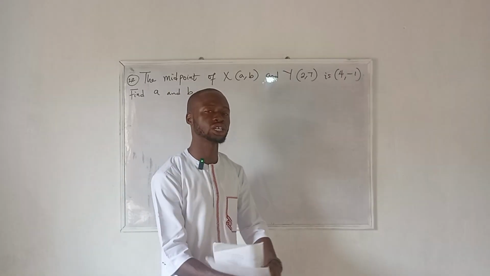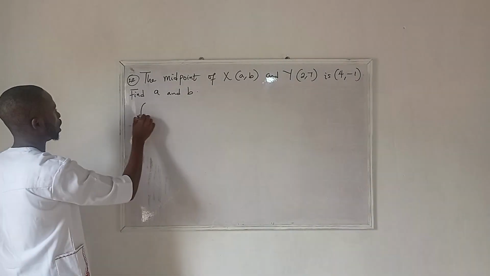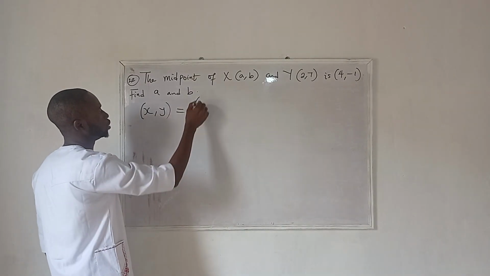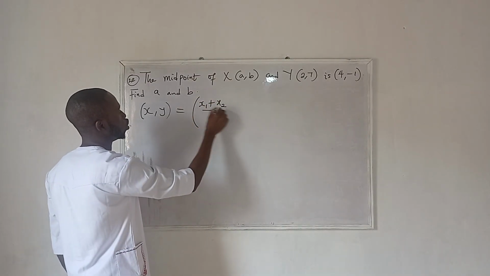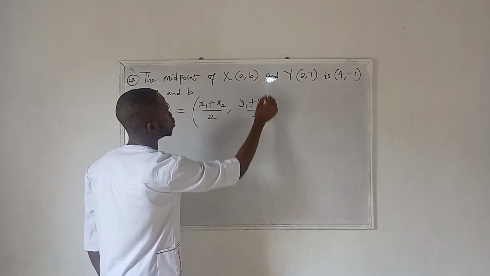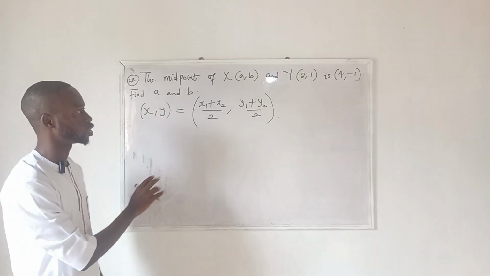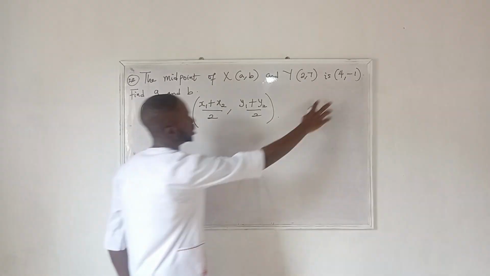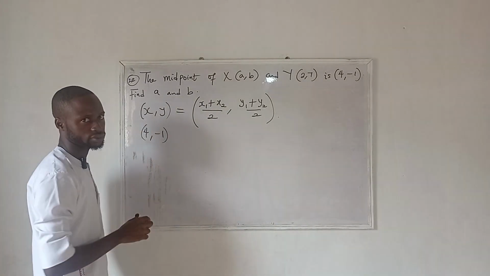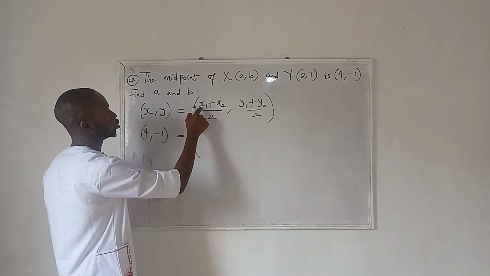So what do we do? Let's first write out our formula. Then we have (x, y), which is the midpoint formula, equals open bracket, (x1 plus x2) over 2, comma, (y1 plus y2) over 2, then I close this. This is the midpoint formula. So we are told that the midpoint itself is 4 comma minus 1.